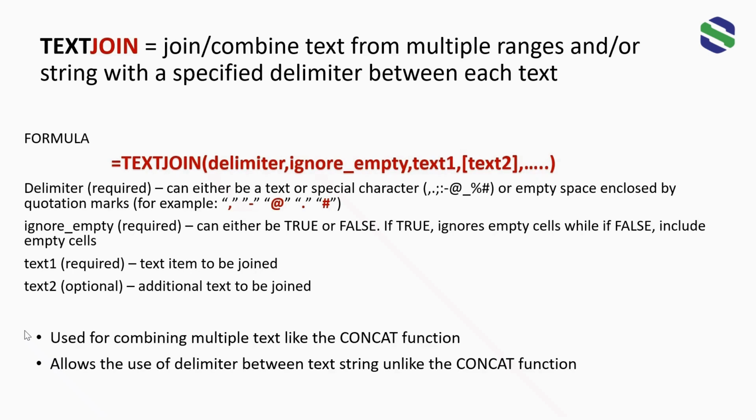The next one is ignore empty. It is also required and it can either be true or false. If we select true, then we want the function to ignore any empty cells, while if we select false, then we want the function to include empty cells in the combined text. And the next one is the text that we would like to combine together. In doing this, we can either reference the cells that contain the text, or we can reference the range that contains the several texts that we would like to combine together as one.